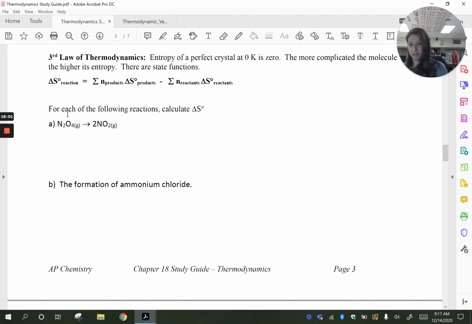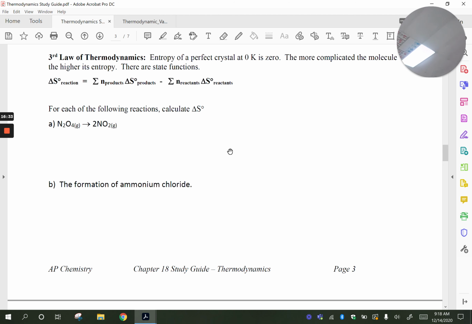Let's first predict. I have N2O4 gas going to 2NO2 gas. Let's predict if it's going to be positive or negative first. So what do you think? Would it be positive or negative? Well, if gases on the reactants, gases on the products, you have 1 mole in the reactants, 2 moles in the products, so 2 of smaller particles, and so that would be more disorder in the product, and so our delta S we would predict would be positive. So let's go ahead and calculate it and see if we were right.